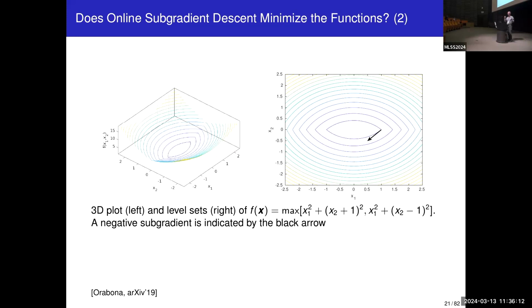It's not because you choose the learning rate in the wrong way. It's just because subgradients are a very, very weak notion of where you should go. So you have to accept the fact that subgradients are weak. They are not pointing towards the minimum. They are not a descent direction in any way.